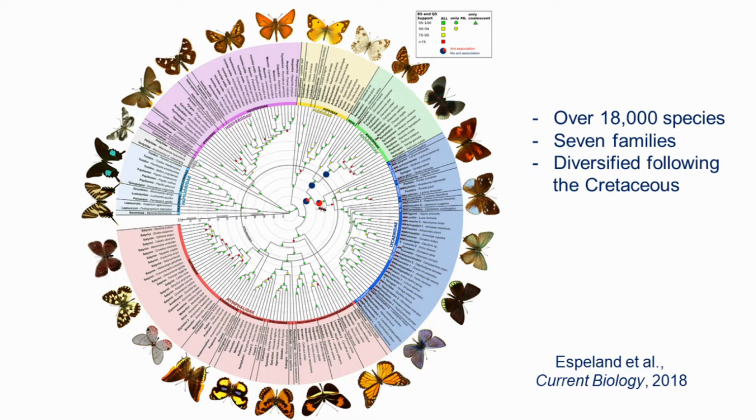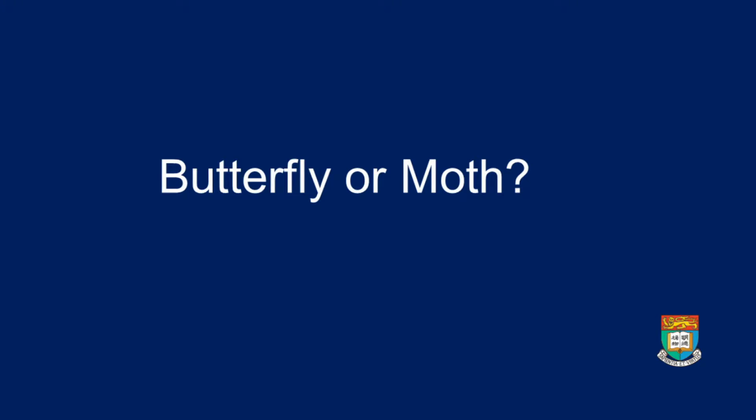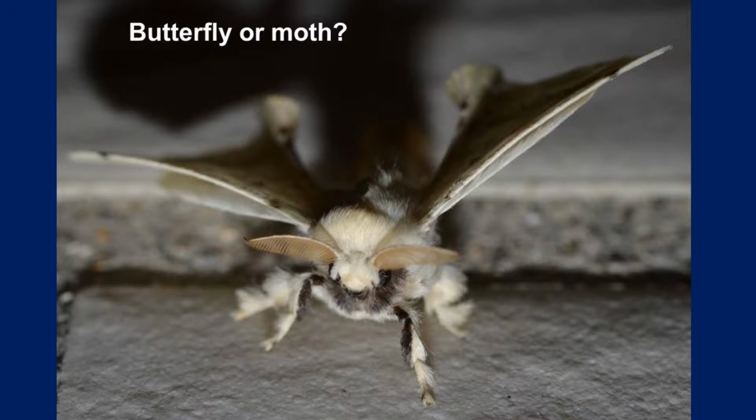But now it's time for my favorite game, butterfly or moth. So the game's very easy. I'll show you a butterfly or a moth. Is it a butterfly or a moth? Well, this is a moth. You can tell by the feathery antenna. You know it's a moth sort of intuitively, and this is indeed a moth.